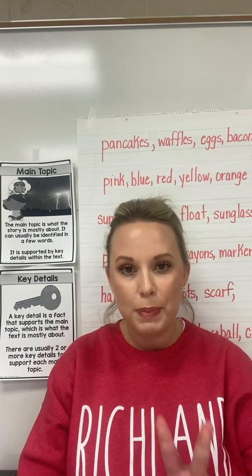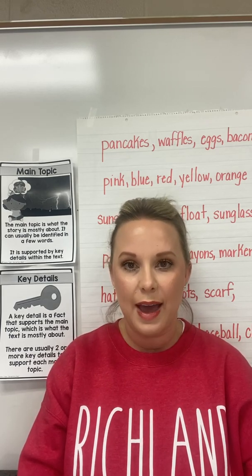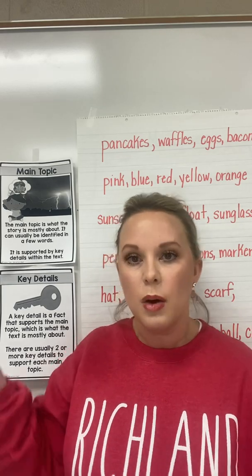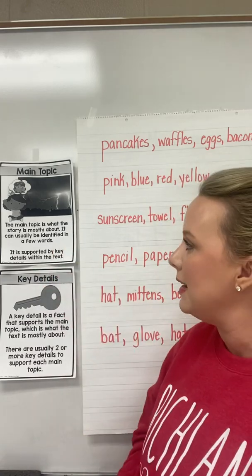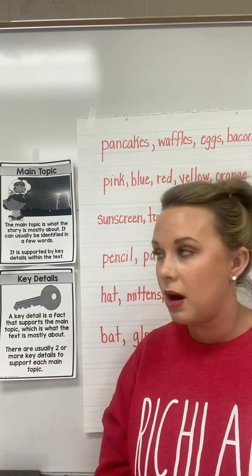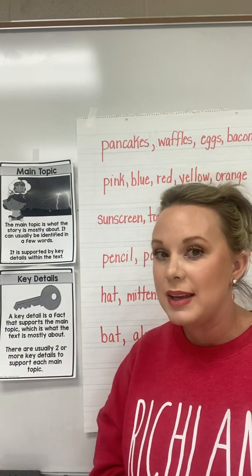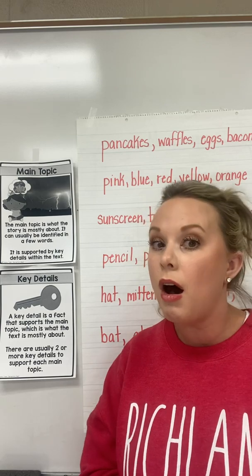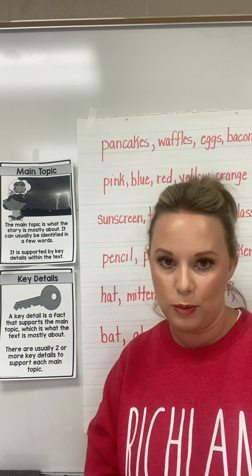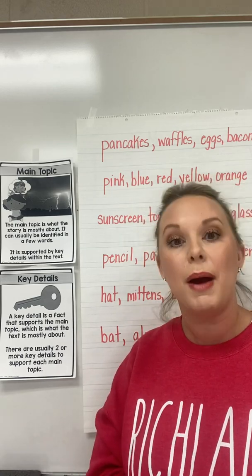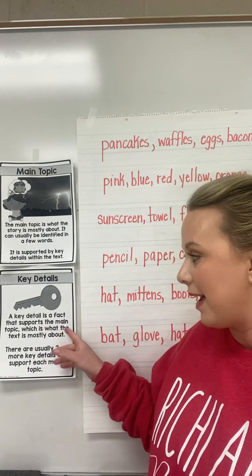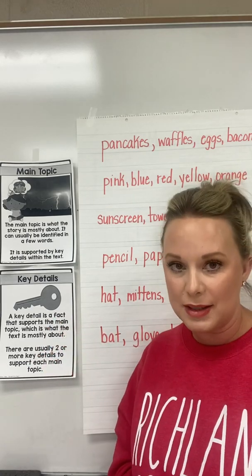Now, there are two big things when we're looking at nonfiction text. Again, those are main topic and key details. So what are those? Well, let's look at our chart right here, and it says that main topic is what the story is mostly about. It's what the whole thing is talking about. It can usually be identified in just a few words. Oftentimes, you're going to know the main topic by looking at the title of your book. That's going to be the number one clue about what the whole thing is about. Key details are facts. They're the facts that support that main topic, okay?